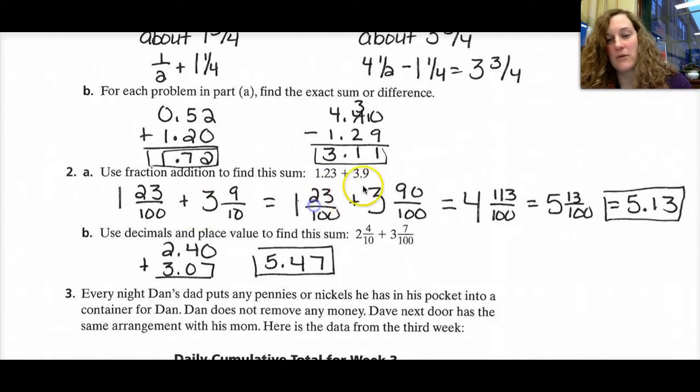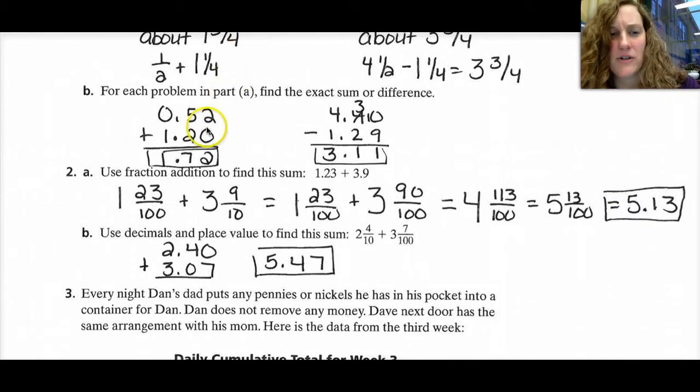So then we're just adding the 1 and the 3 to get the 4, and the 23 and the 90 to get 113 hundredths. But we can simplify 113 hundredths, subtract out 100, making it 5 and 13 hundredths. This gives an answer of 5 and 13 hundredths.